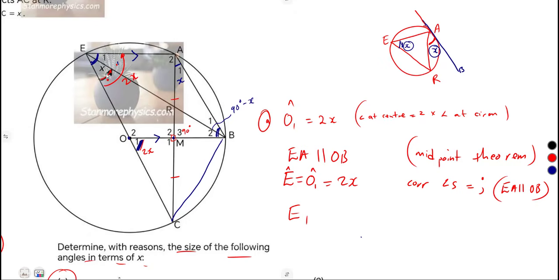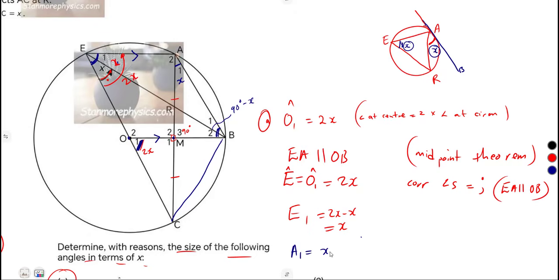E to B is x. So E1 is going to be 2x minus x, which is x. So that's our angle. E1 is equal to x. So if E1 is equal to x here, and we want to prove that it is equal to angle A, guys, this is what we have.